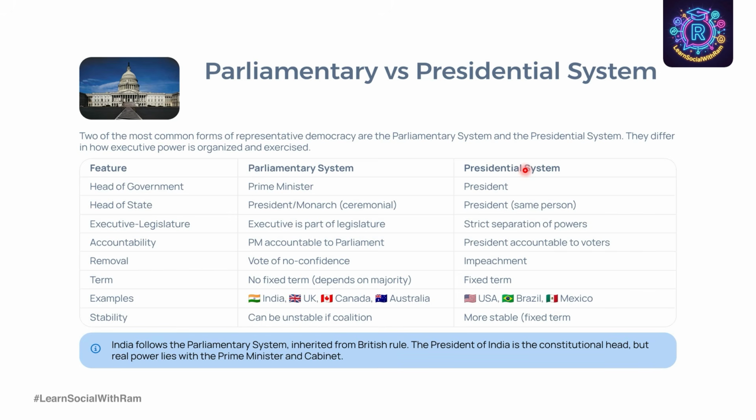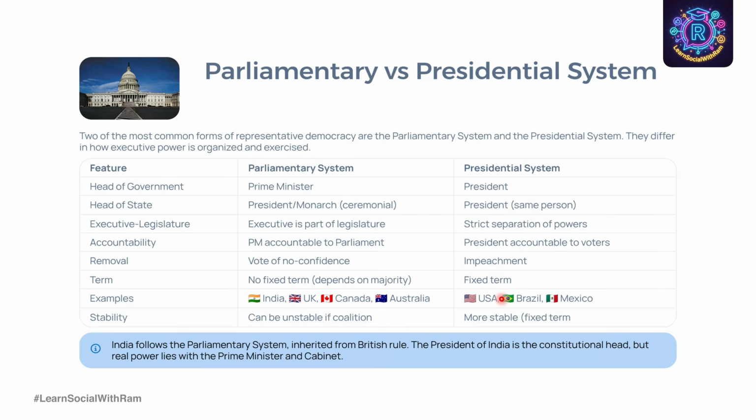In the presidential system, the president is both the head of the state as well as the head of the government. It is the same person. And when it comes to executive and legislature, there is a strict separation of powers, meaning both are independent of each other, unlike in the parliamentary system where they are interdependent. And when it comes to accountability, here the president is accountable to the voters, and the president can be removed through a process called impeachment. And when it comes to tenure, there is a fixed term.